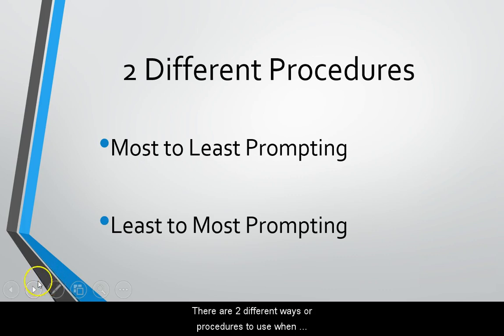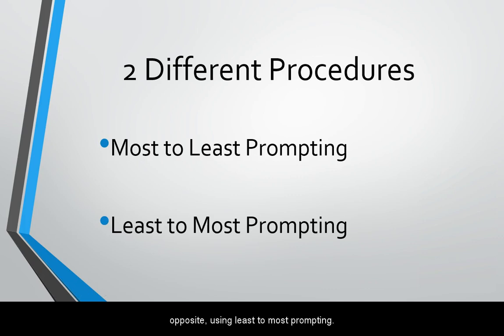There are two different ways or procedures to use when prompting students in the classroom, community, or at home. One way is to prompt using the most to least prompting procedure, and the other is the opposite, using least to most prompting. The difference in the two is the level you start with. Most to least prompting, MTL, uses a high level of support or assistance to the student when teaching a skill, and then the prompting is faded over time until a student is independent with a skill.